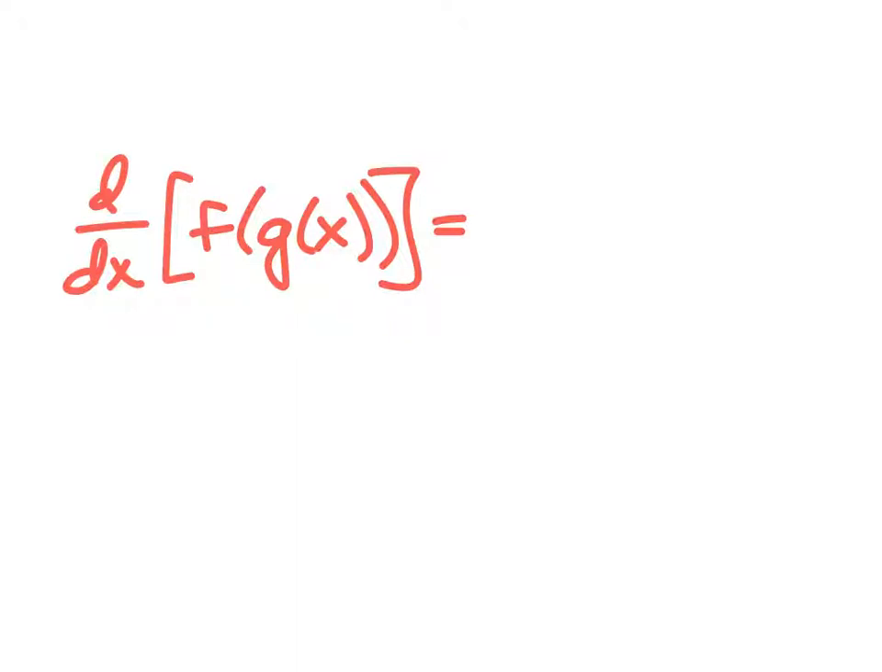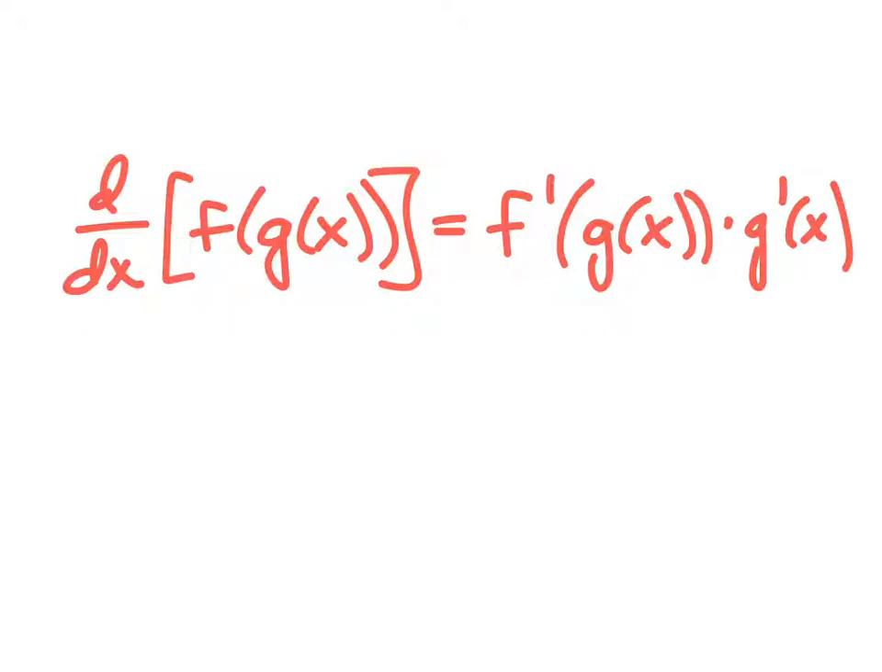When I deal with the layers, I have to deal with the outside layer before I can get to the inside. So my formula for the derivative would be the derivative of the outside, keeping the inside intact, because all I'm dealing with is the outside layer right now. Then I go back and I multiply by the derivative of the inside. So I have f prime of g of x times g prime of x.